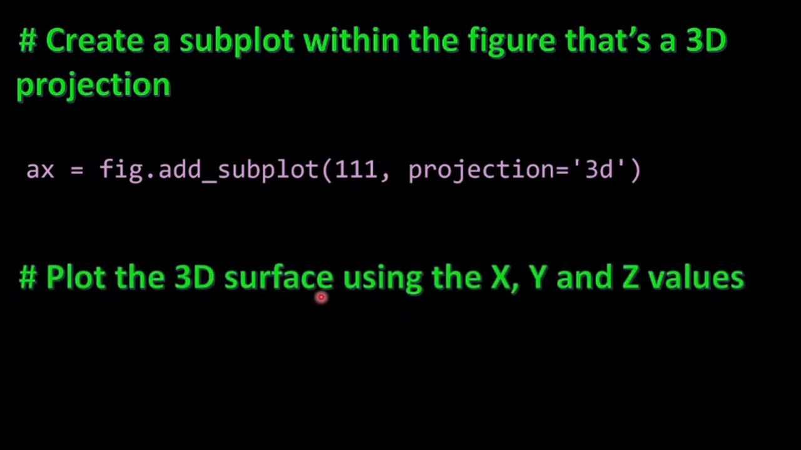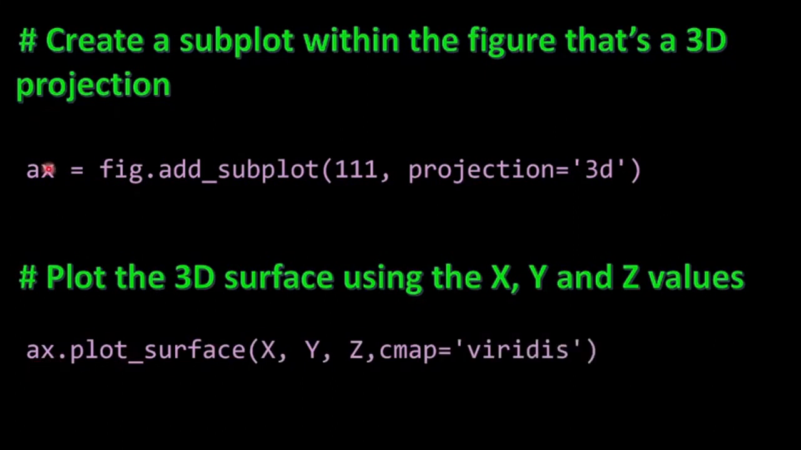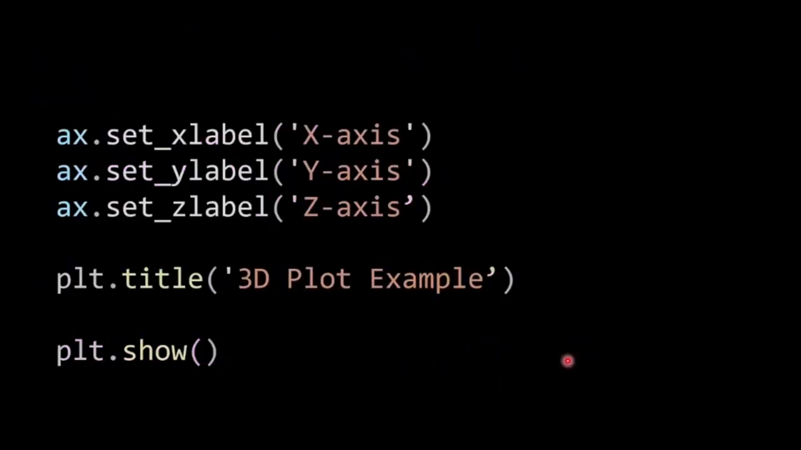Now plot the 3D surface using the x, y, and z values. Obviously we now have all the x, y, and z axis values. For this I will use ax.plot_surface. This function is used to draw the 3D surface plot. We pass the x-axis values, y-axis values, and z-axis values, and cmap is used to determine the colors of the surface. That's why I'm using cmap equal to this one.